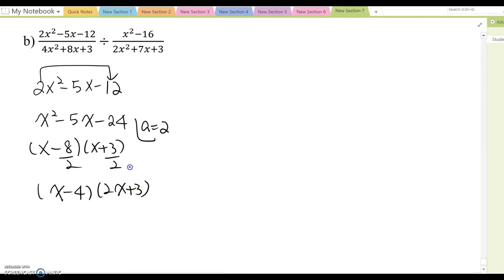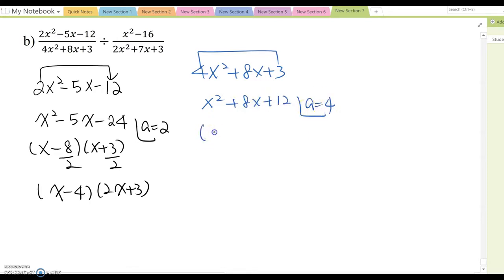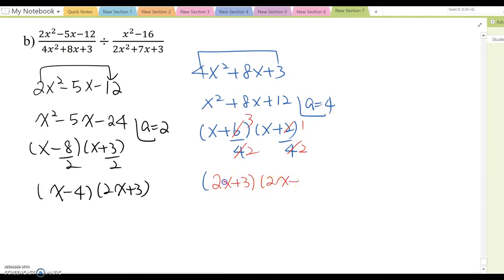Okay, so denominator 1, 4x squared. Actually, I'm writing in different colors so you can see a little better. So 4x squared plus 8x plus 3. You multiply them, they become x squared plus 8x plus 12. So a equals 4. Then this becomes x plus 6 and x plus 2. And don't forget, divide by 4 both sides. Then you can actually simplify. This becomes 3 and 2 and then 1 and 2 here. So 2x plus 3 and 2x plus 1.